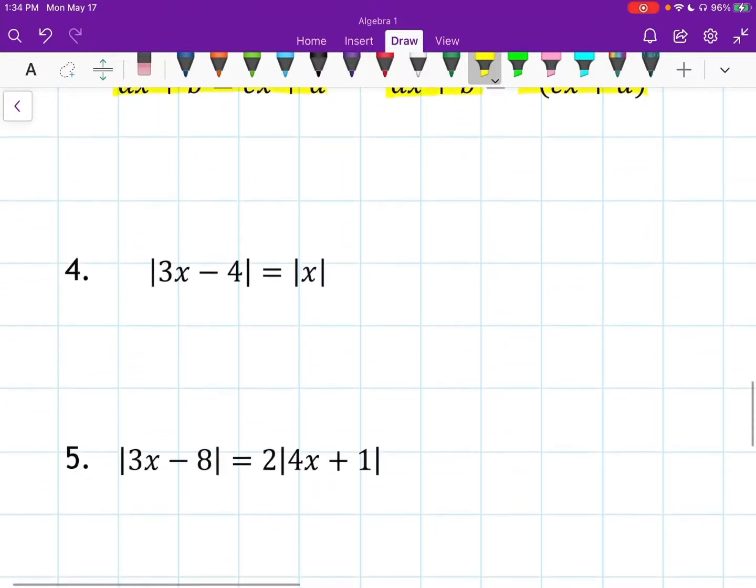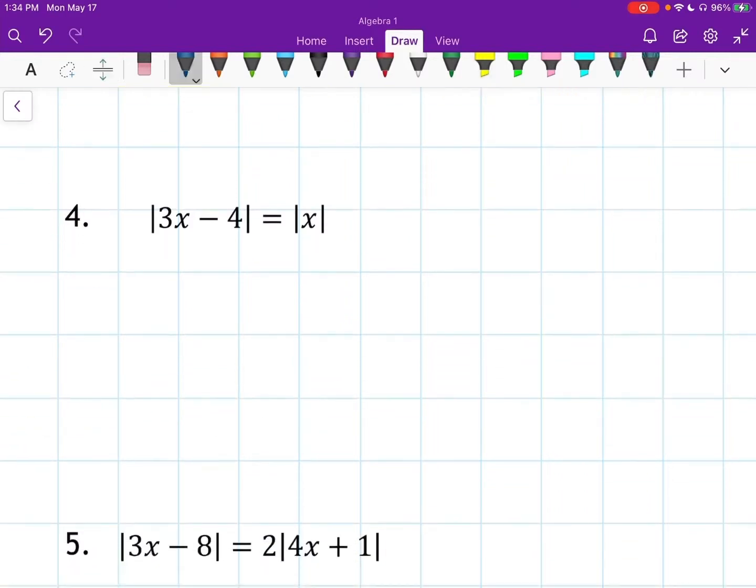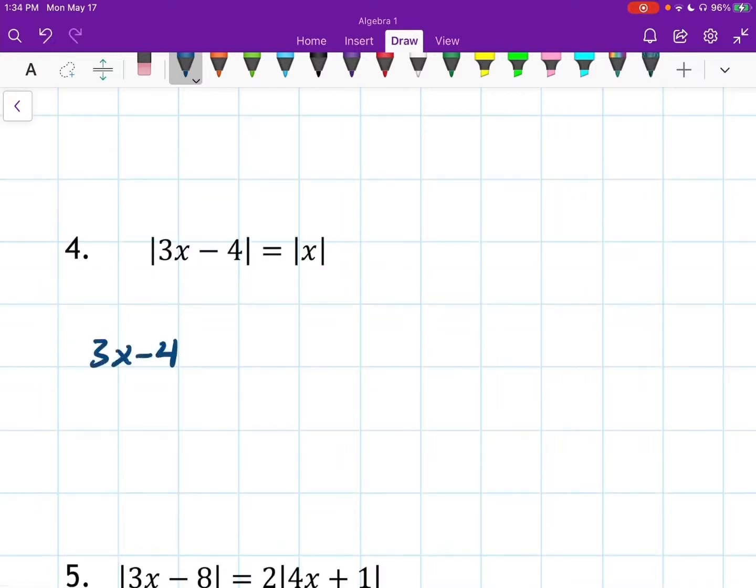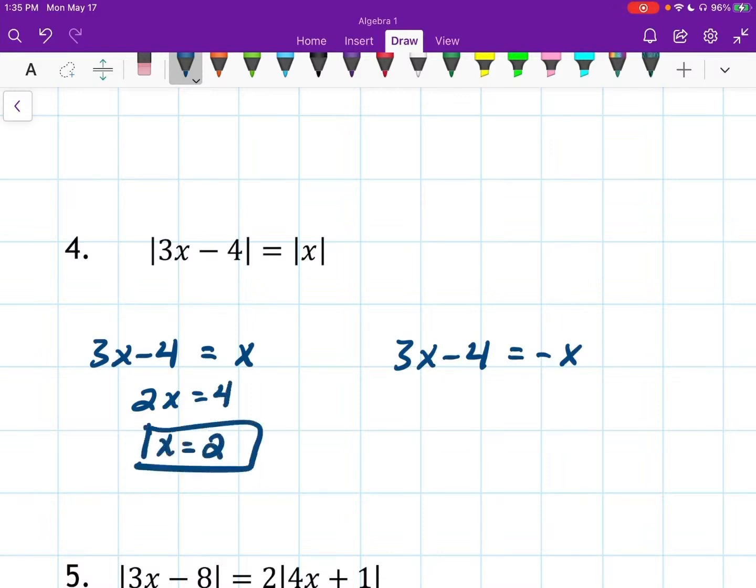So let's look here. Number 4. We have absolute value bars on both sides. So on the left side, oops, I need to drop my absolute value bar. 3x minus 4 is x. And then we're also going to have 3x minus 4 is negative x, right? So here on the left, we could solve this and we'd have, well, 2x is 4, so x is 2. On the right side, we could solve this and we'd have 4x is 4, so x is 1.